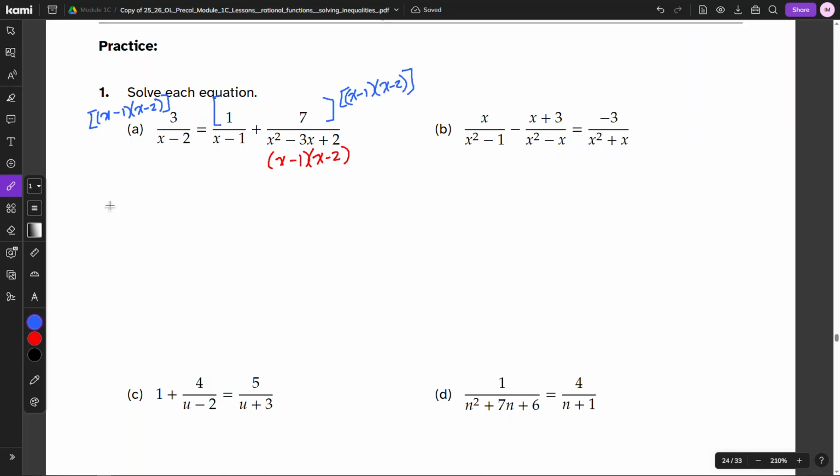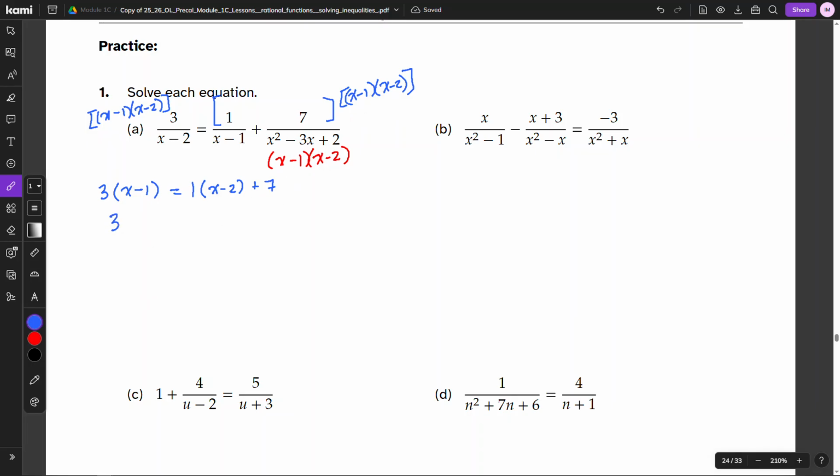And I will be left with x minus 2 in the denominator. So on the left side, I'll have 3 times x minus 1. All right, and on the right side, I have x minus 1. So I'm going to have 1 times x minus 2 plus 7, because the x minus 1, x minus 2 is the denominator of the 7. So that's going to reduce.